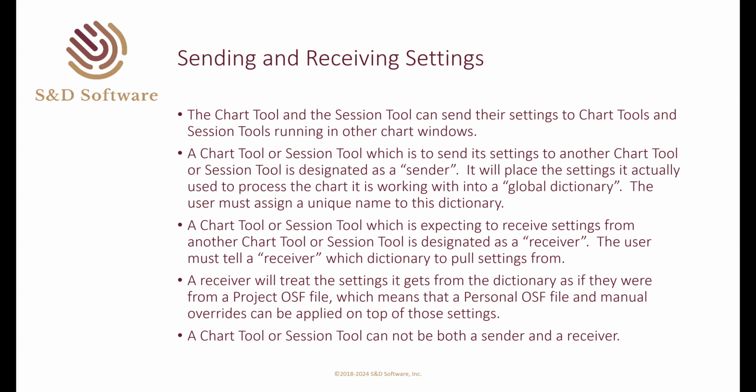Now, a sender cannot be simultaneously a receiver, and a receiver can only look at one global dictionary to pull settings from. So those are some limitations that we have imposed on the system.